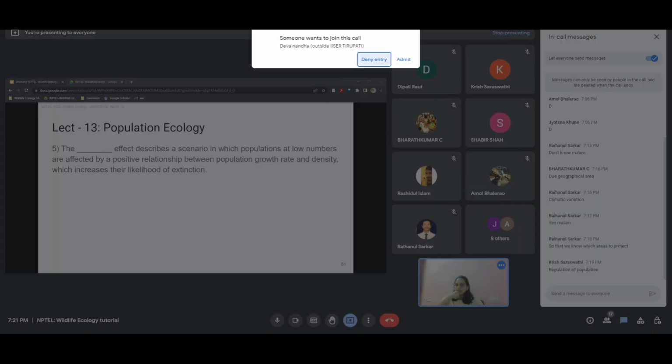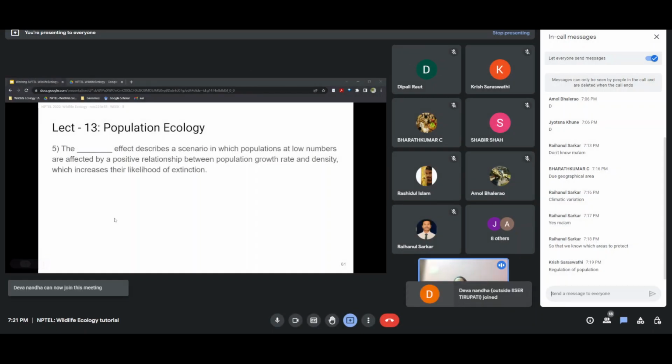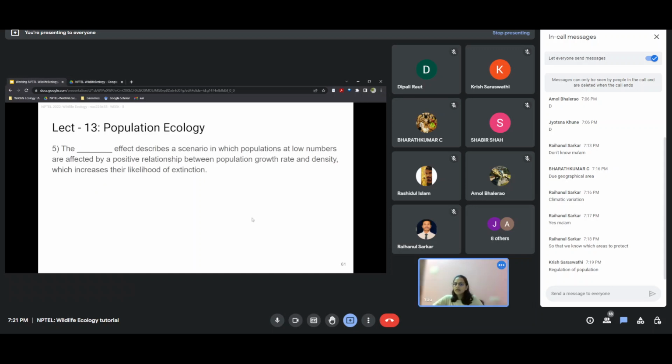All right, so this is a fill in the blank. There is a particular effect that describes a scenario in which populations at low numbers are affected by a positive relationship between population growth rate and density, which increases their likelihood of extinction. To break this down, there is a particular effect that occurs when populations are at low numbers and it increases their likelihood of extinction. And this is because there is a positive relationship between population growth rate and density.